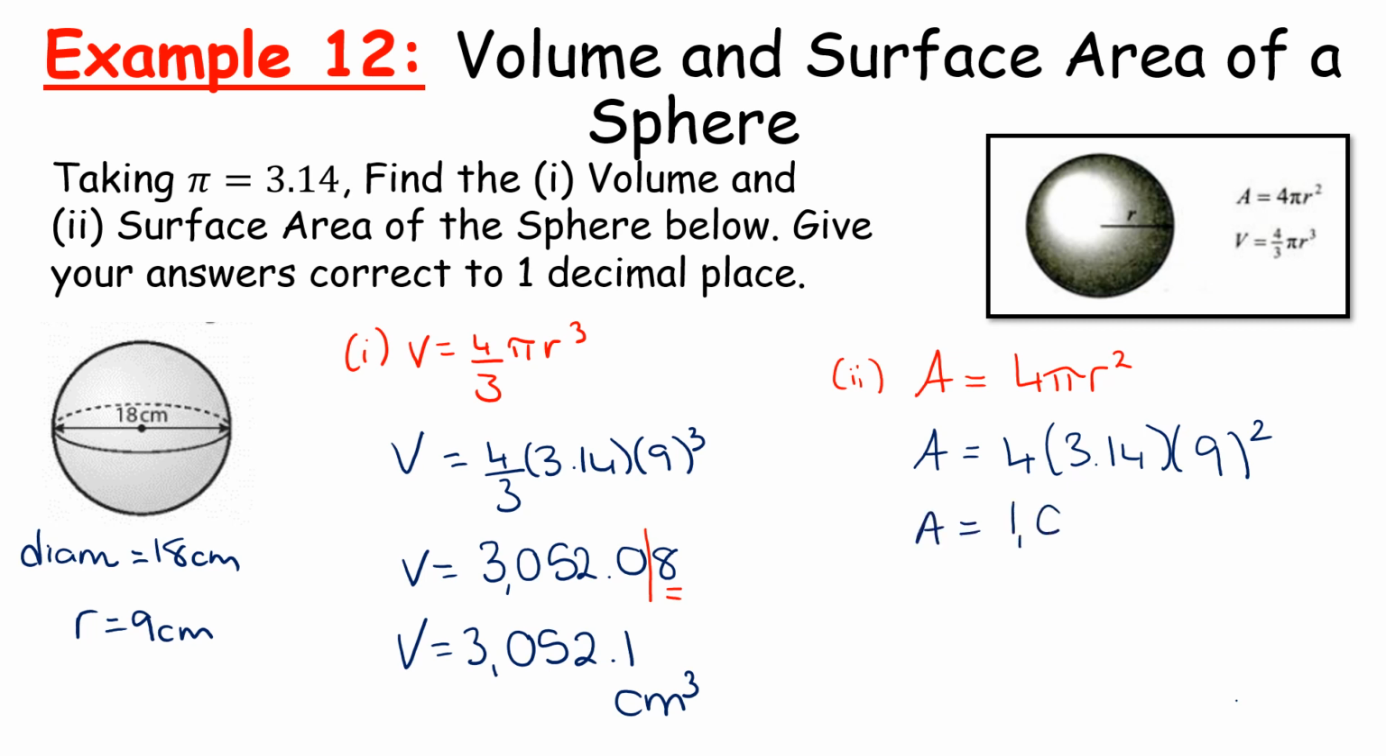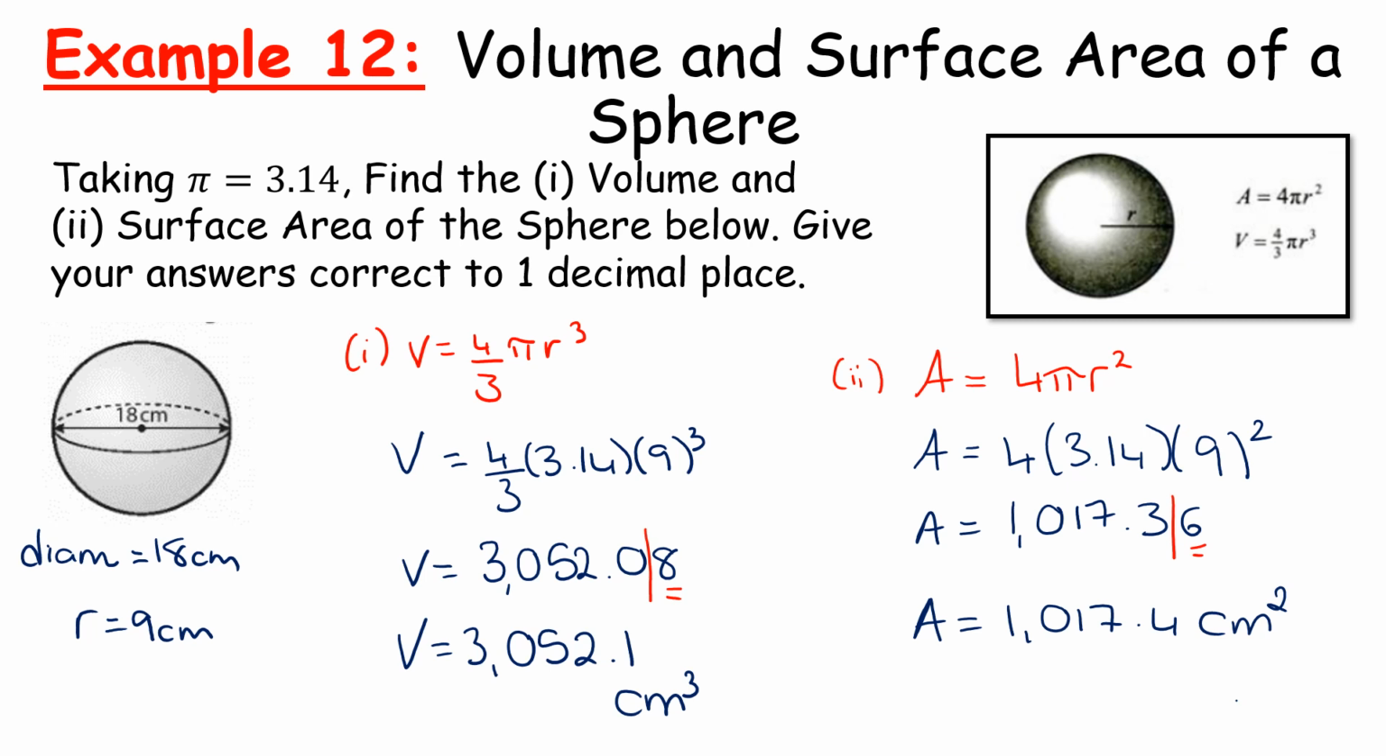1017.36. To 1 decimal place, the 6 here will round the 3 up, so we get 1017.4, and area is always centimeters squared. So really straightforward to work with these formulas. Don't be put off by the powers or the fraction. The calculator is going to do most of the work.